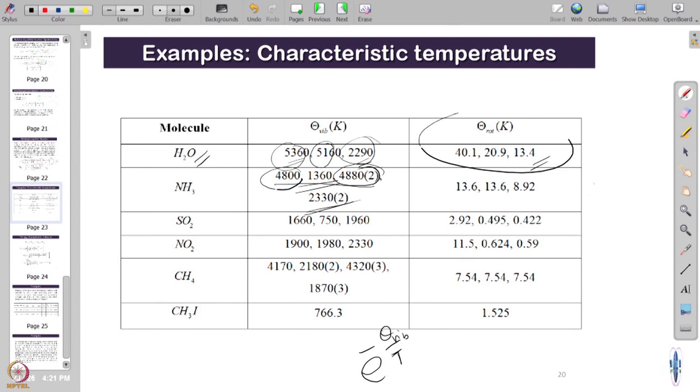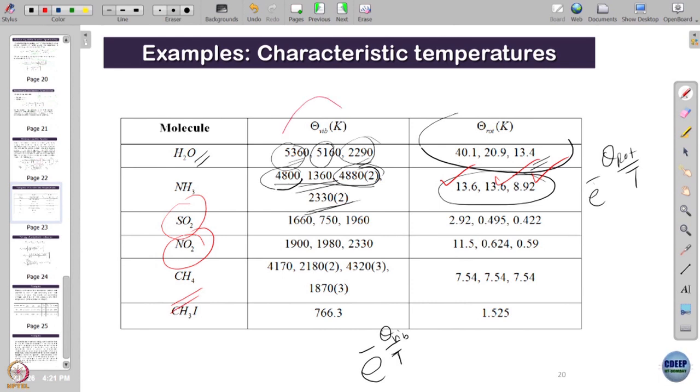However, look at the same e to the power minus theta rotation by T, all in Kelvin. This theta is small, so all these things play a very important role. All three rotational modes play a very important role in the entropy or the thermodynamic properties of ammonia. Similar things you find in sulfur dioxide, nitrous oxide, methane; everywhere the vibrational temperature is very high. So the vibrational degrees of freedom do not contribute significantly at ambient conditions to the thermodynamic properties.